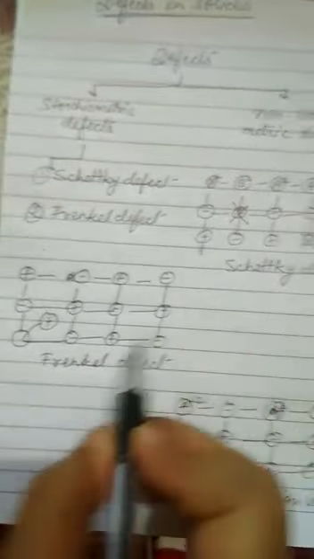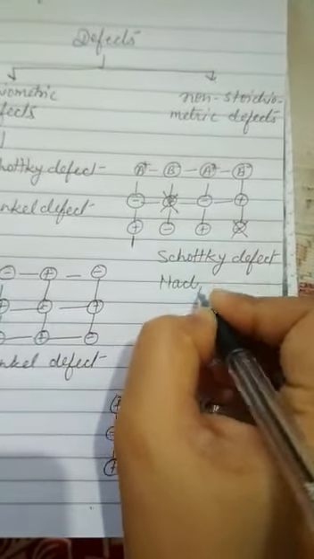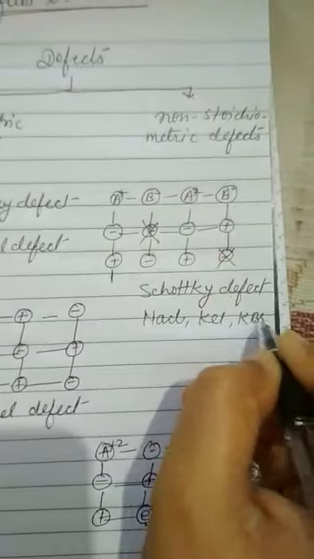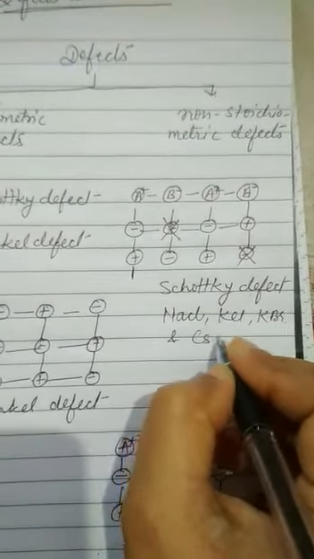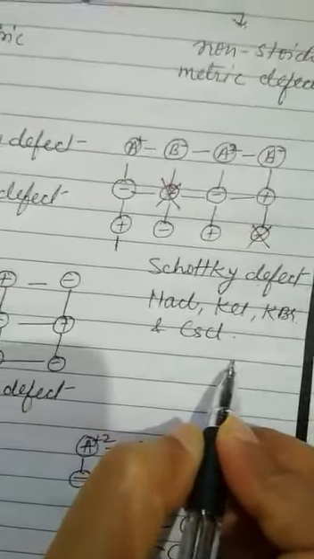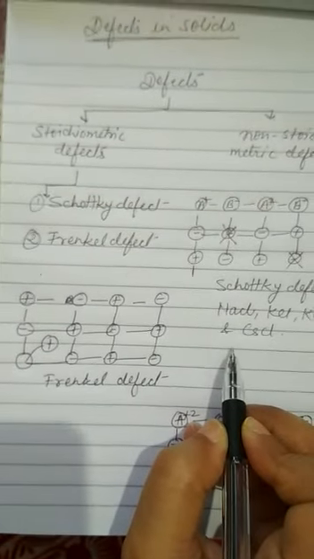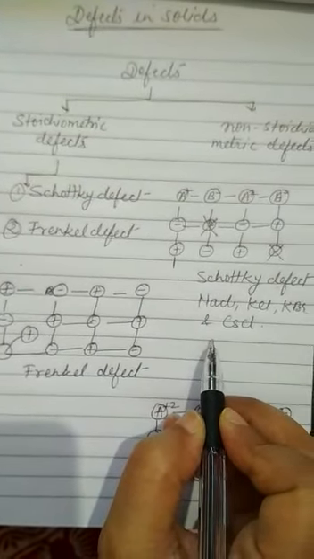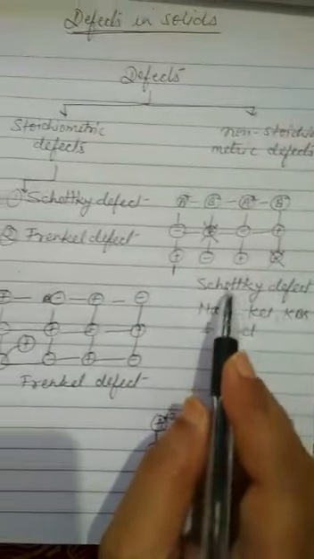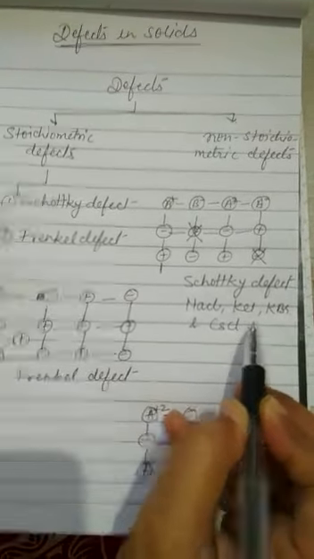The examples of Schottky defects are NaCl, KCl, KBr, CsCl, cesium chloride. Schottky defect is generally developed in highly ionic compounds with one or both of the following characteristics: high coordination number in the crystal structure, and where the sizes of cation and anion are almost the same.